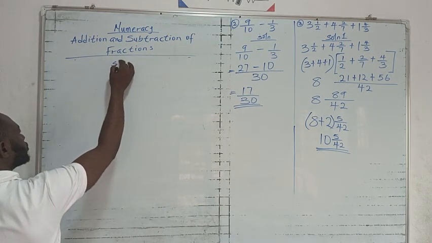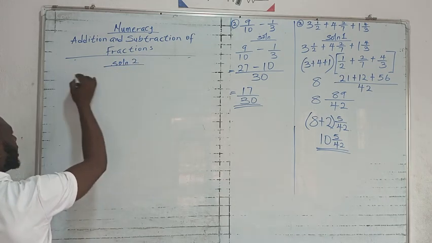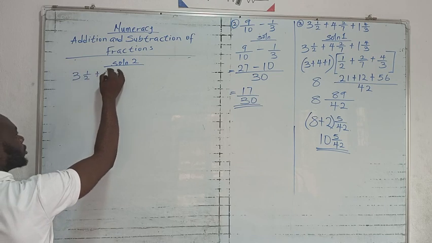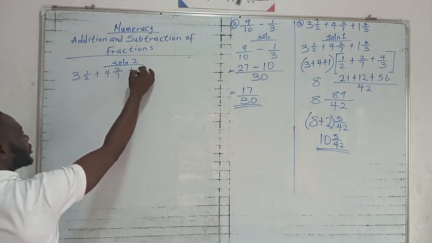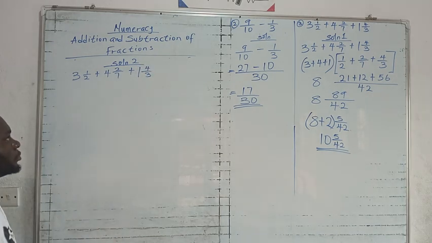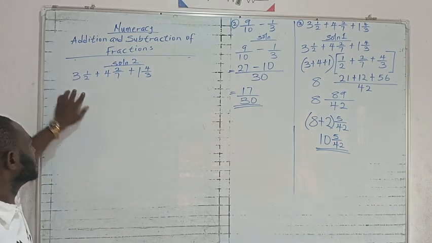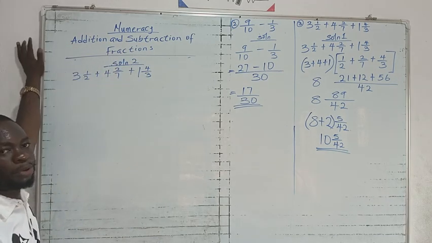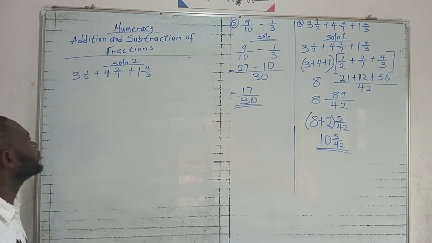So let's say solution 2. I have 3 whole number 1 over 2 plus 4 whole number 2 over 7 plus 1 whole number 4 over 3. Now, in solution 2, what we do is we change all these mixed fractions to improper fractions. Convert every mixed fraction to an improper fraction.